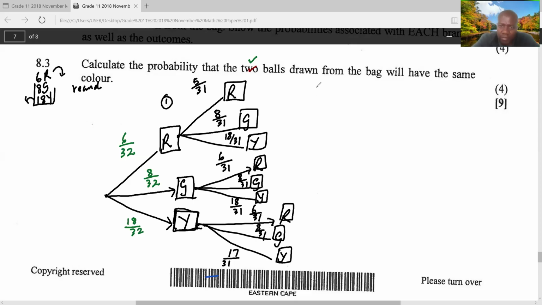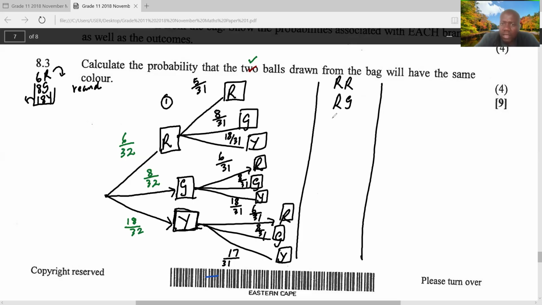Which means in terms of outcomes, we can have red-red, red-green, red-yellow, green-red, green-green, green-yellow, yellow-red, yellow-green, and yellow-yellow. So these are the possible outcomes that we can get here.